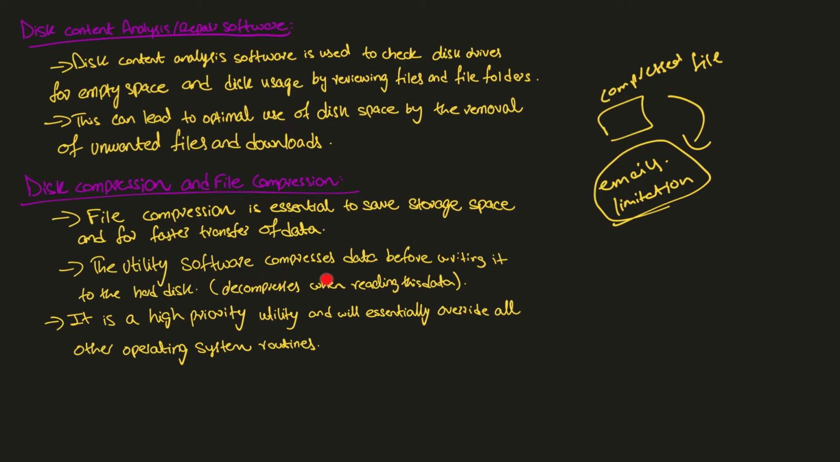This is usually done by file compression software. This utility software compresses data before even writing it to the hard disk. So whenever it's downloading, you can directly compress it and then write it to your hard drive. It is also a high priority utility and will essentially override all other operating system routines. So if you're running file compression software, your memory will be provided to the file compression software itself. You will give it more needed memory, since it essentially overrides all operating system routines. It is a high priority utility.